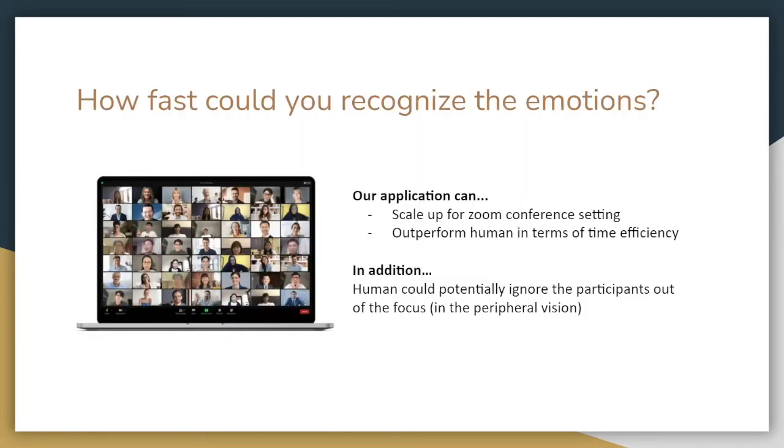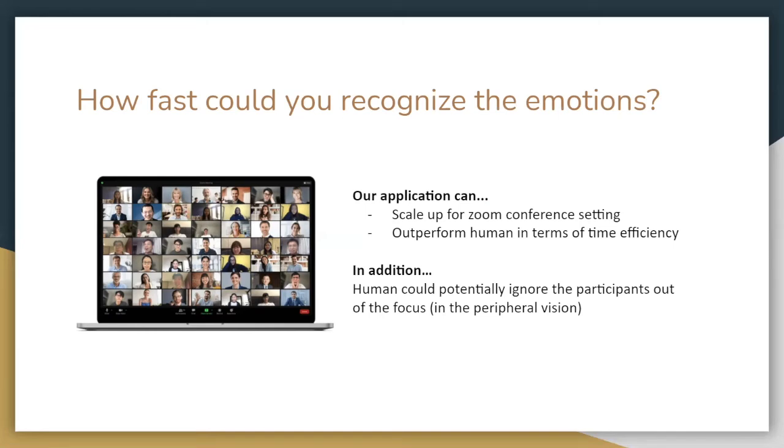How do you feel about this task? Are you confident about your guess? Generally, when we are doing it, we find it a bit challenging to complete this task, and we're not very confident about our guess. On the other hand, our application takes only around 5 seconds to scan a frame and generate predictions for a 7x7 Zoom gallery view. It scales up pretty easily from a single participant to multiple participants and outperforms humans in terms of time efficiency.